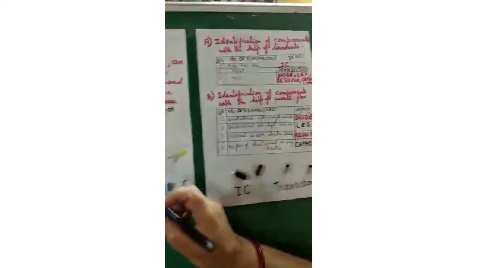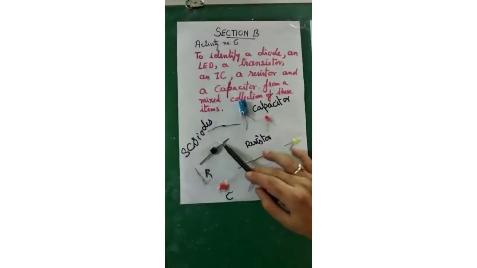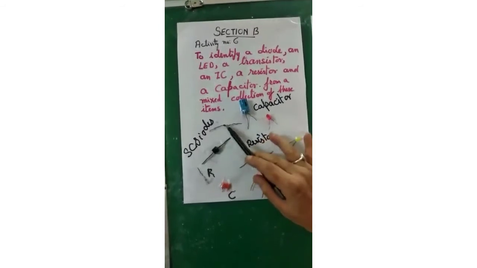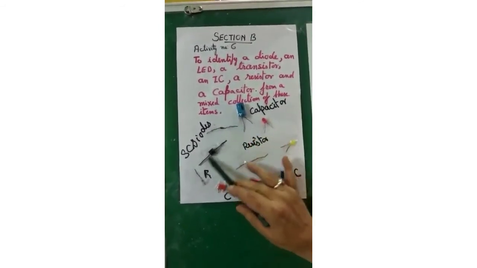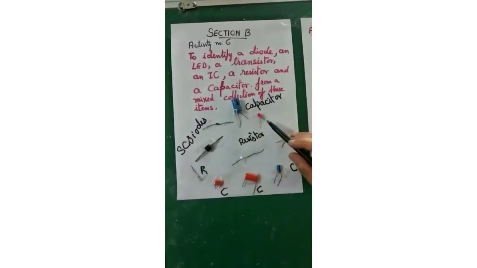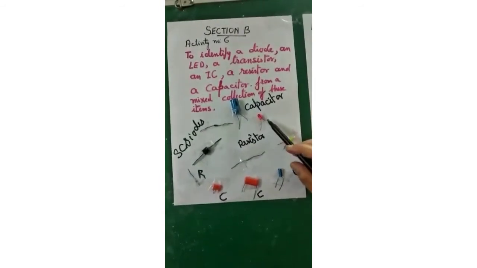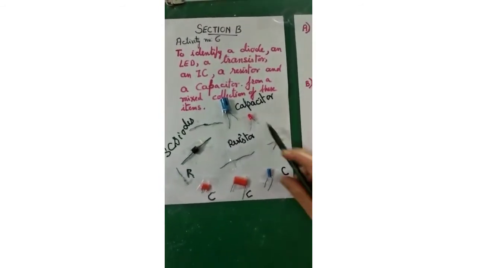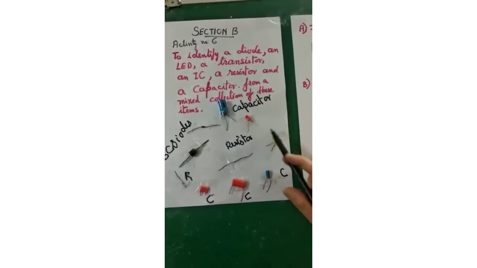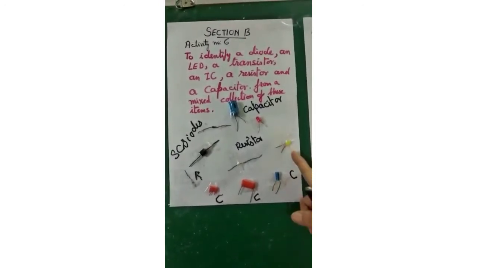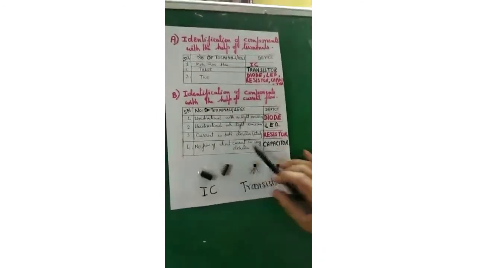Now let us see here. So this one is a semiconductor diode with 2 terminals here. And as you can quickly identify, these two are the LEDs, light emitting diodes. So these two are LEDs, and now the resistor.